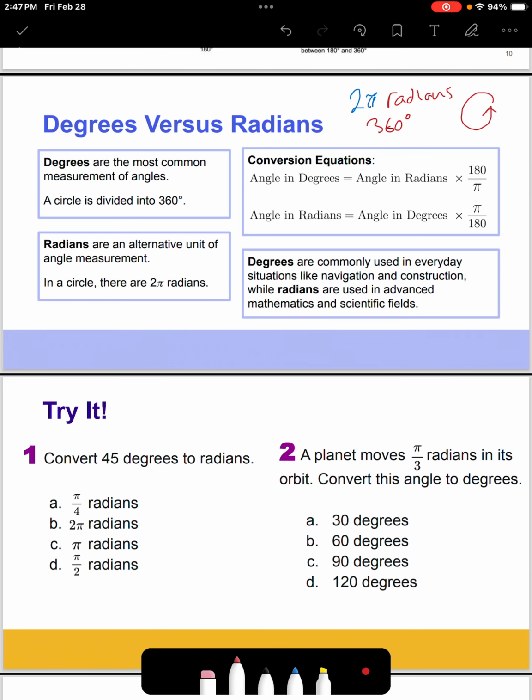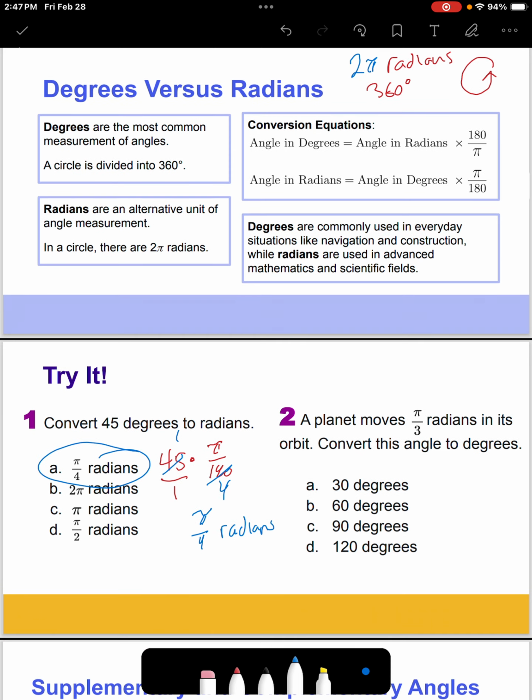So let's convert 45 degrees to radians. So we're going to go from degrees to radians. So we have angle in degrees times pi over 180, so we're going to go 45 times pi over 180. If you reduce that fraction, 45 goes into 180 how many times? 4 times, so you'd have pi over 4 radians.